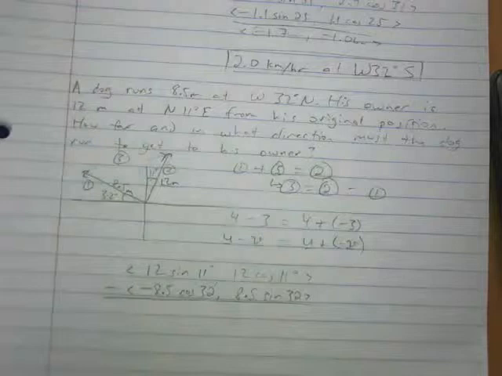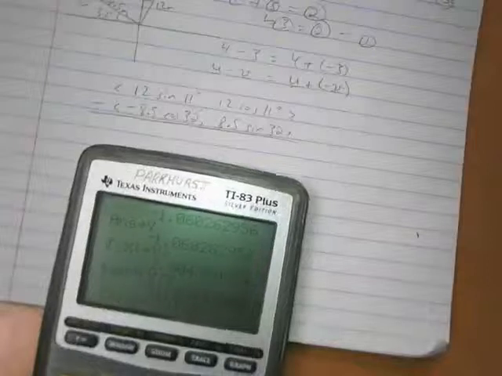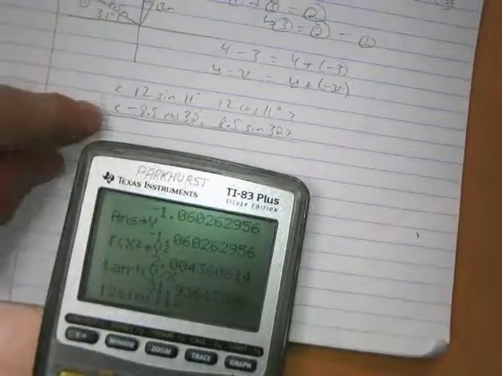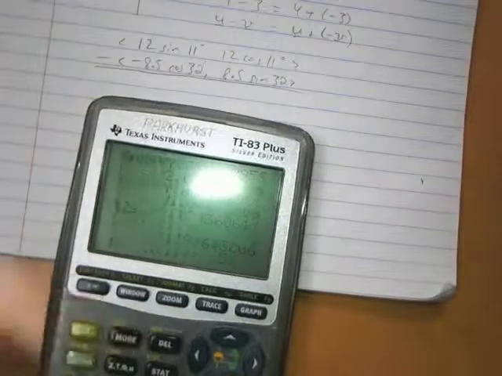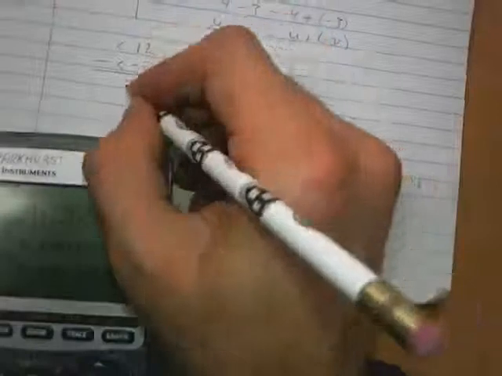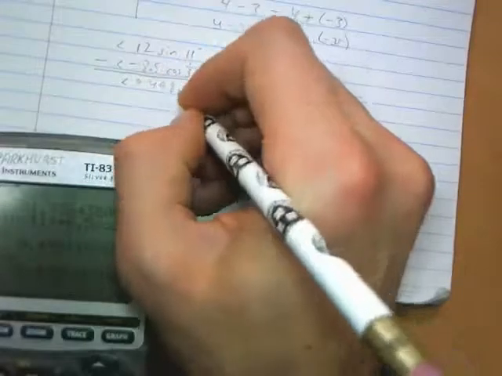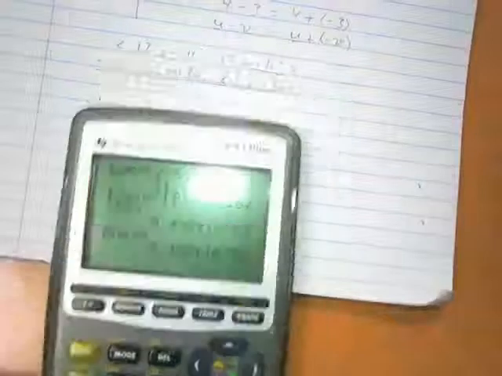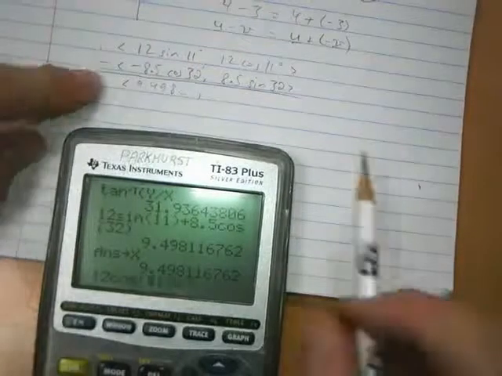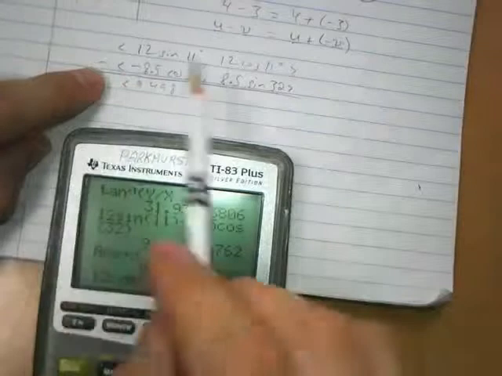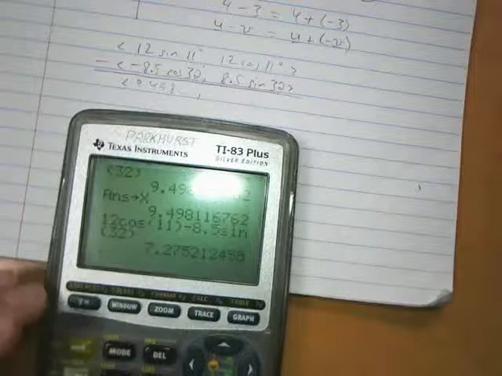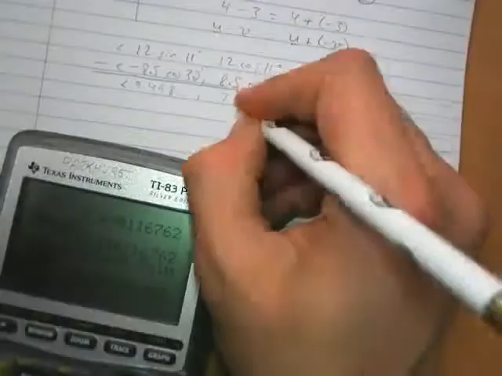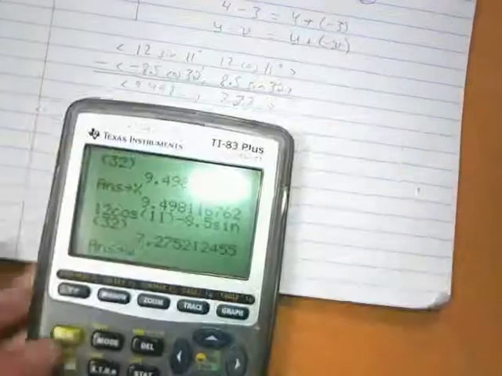And then we just do the operation. We've got 12 sine 11 minus negative 8.5 cosine 32, so that's plus 8.5 cosine 32. That's our x component, 9.498, whatever. I store that as x. 12 cosine 11. Remember, the negative distributes to both components of the vector. So we have to subtract 8.5 sine 32. There's my y component, 7.4982, 7. Store that as y.